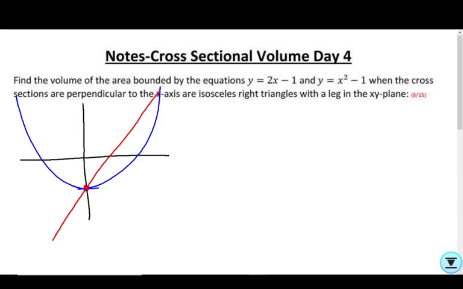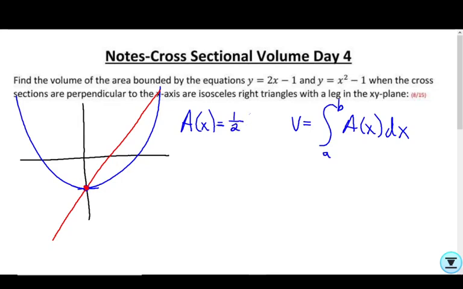Okay? As soon as I see that our cross-sections are perpendicular to the x-axis, I know I'm using this volume equation. Volume equals the integral from a to b of A(x) dx. So I've got to figure out my area equation. Well, my cross sections are isosceles right triangles. So based on what we did the other day, the area equation for that is 1/2 base squared, using the triangle equation and the base being on the xy plane.